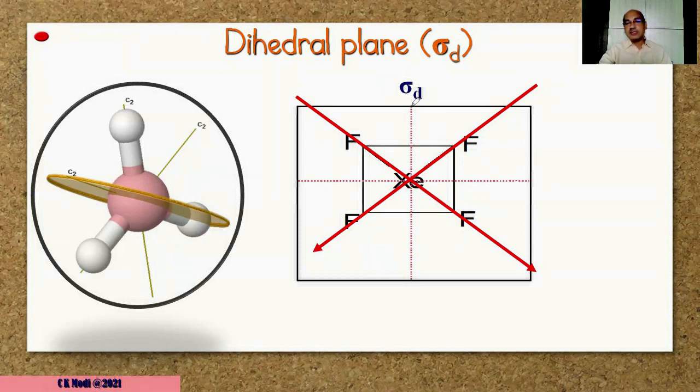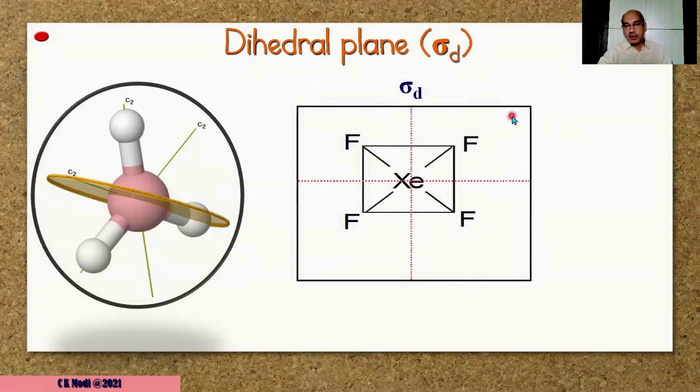It passes through the center of that molecule. Now you can imagine this imaginary axis, the dotted line, as a sigma d. It passes through the center of the molecule and divides the molecule into two parts, both of which are mirror images of each other. If we imagine this dotted line passing through the center and dividing the molecule into two parts, this part is the mirror image of this part. The one condition is satisfied.